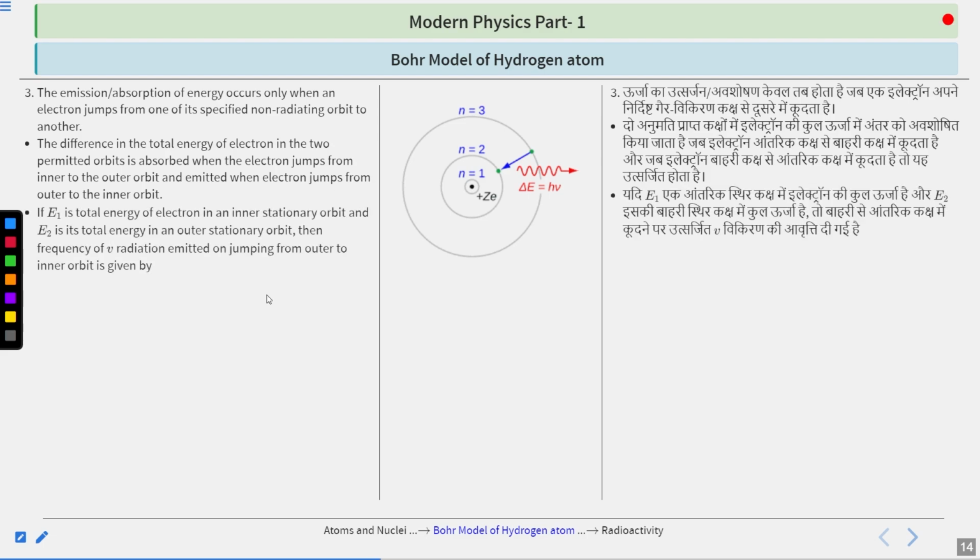If E1 is the total energy of the electron in an inner stationary orbit and E2 is its total energy in an outer stationary orbit, then the frequency v of the radiation emitted on jumping from the outer to the inner orbit is given by hv equals E2 minus E1. That's it.